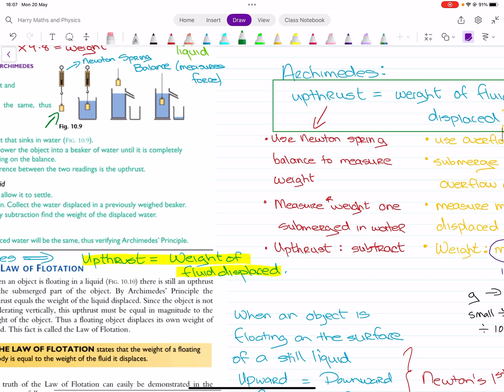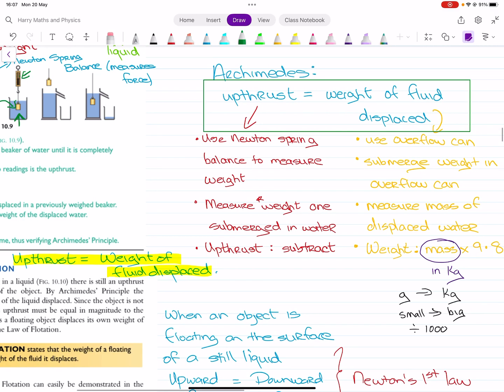And then what you do is you take the exact same weight and you put it into water. So the water will push up on it, which will cause the reading on the Newton balance to go down a little bit. And the difference between the two is basically the upthrust of the water. Okay, so that's how you calculate the upthrust.